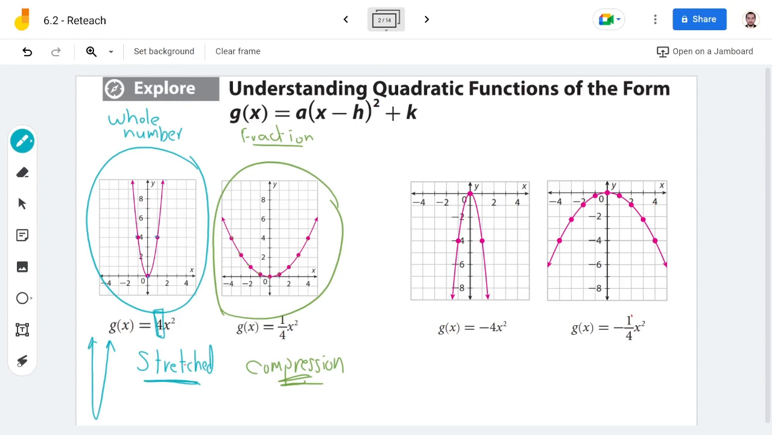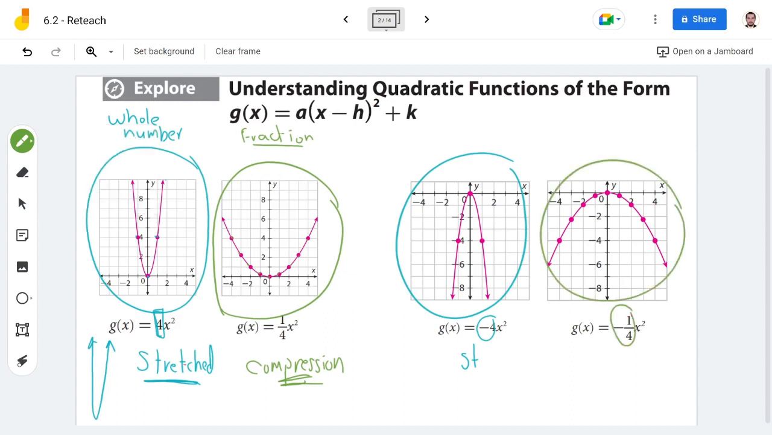Same situation happens if we have a negative. Same thing here, look at the negative. This one is a stretch. And look at the other graph, which is -1/4. It's also compression. So starting from now, if we have a whole number, it's a stretch. If I have a fraction, it's compression.